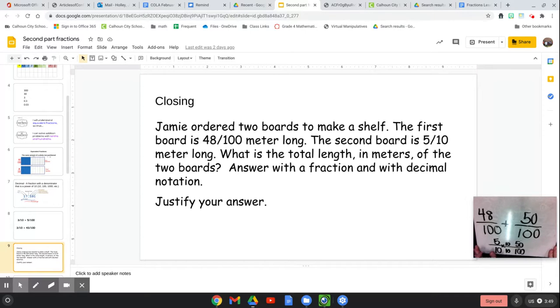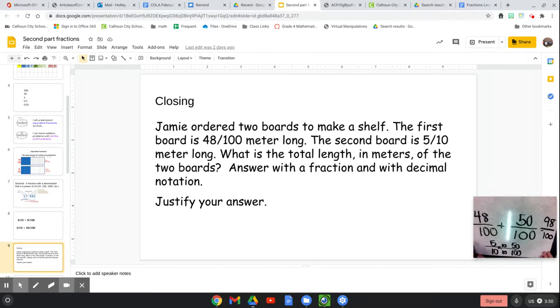And it wants to know what it is together. So 48 hundredths plus 50 hundredths. Now I know this is almost going to be a whole. How do I know that? Well, because 50 plus 50 gives me 100, right? So it equals 98 hundredths.